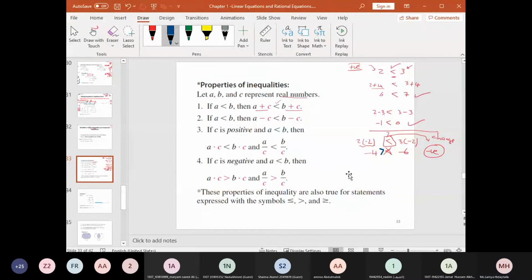Okay. وبرضو these properties will hold لو كانت less than or equal, greater than or equal. نفس الrules اللي here, you will apply them in this same way. Clear?